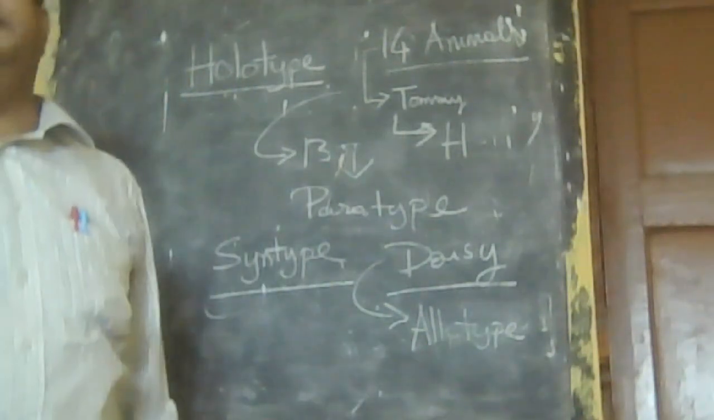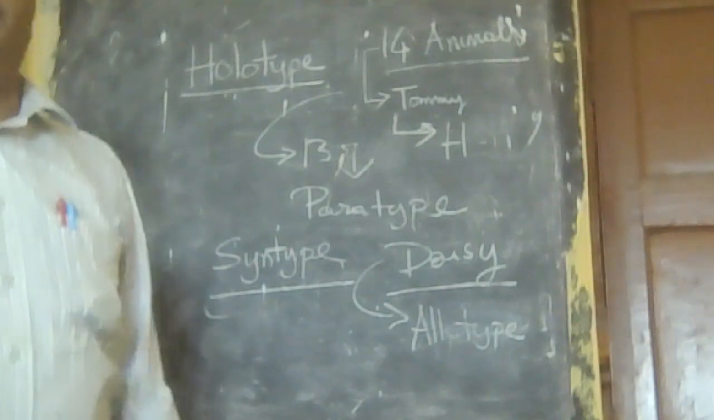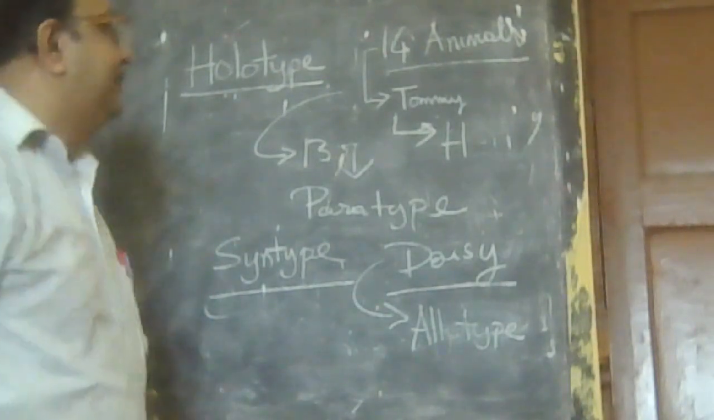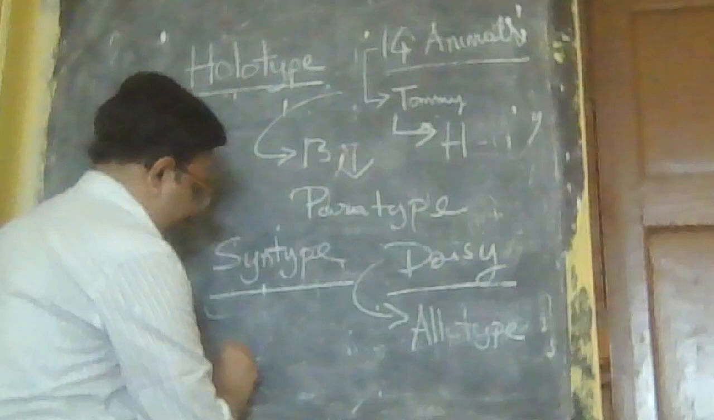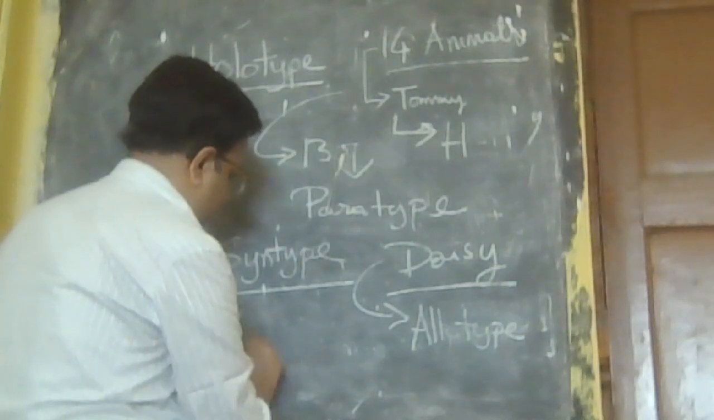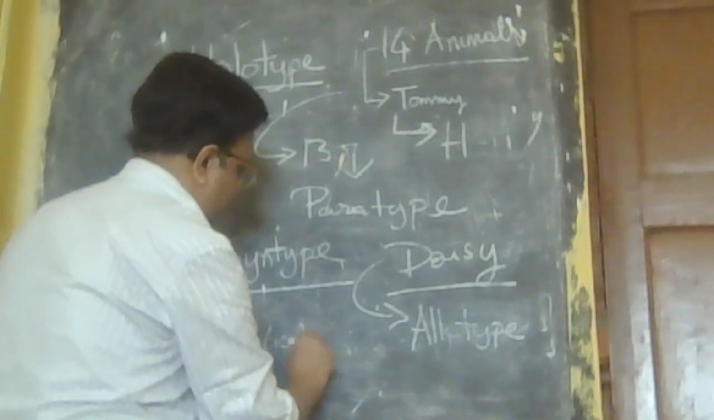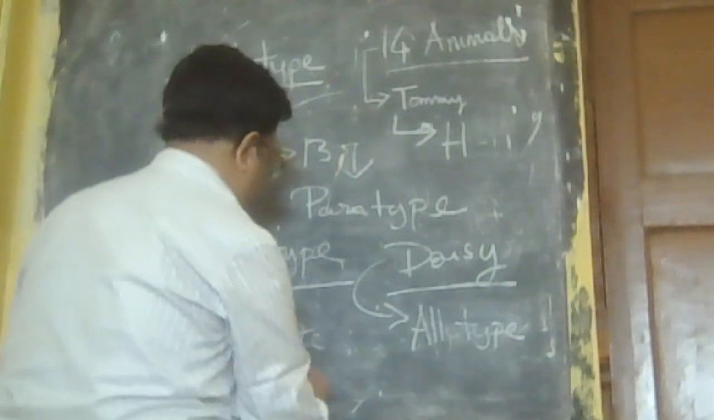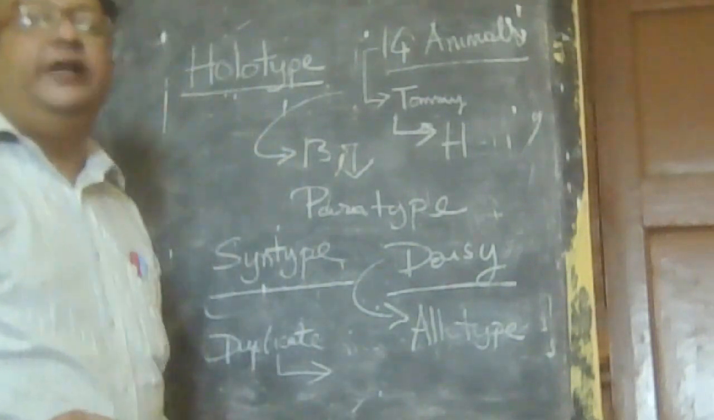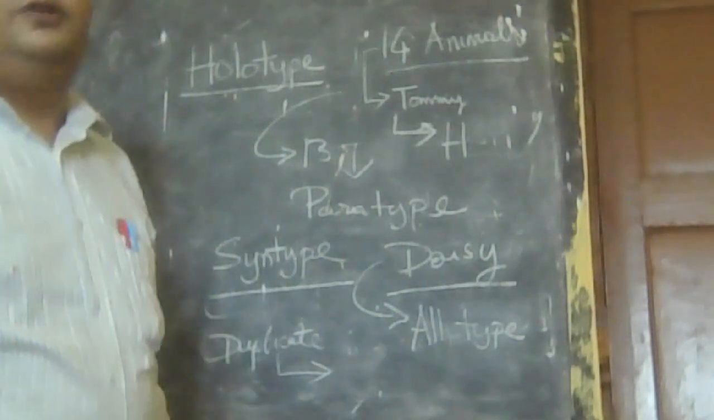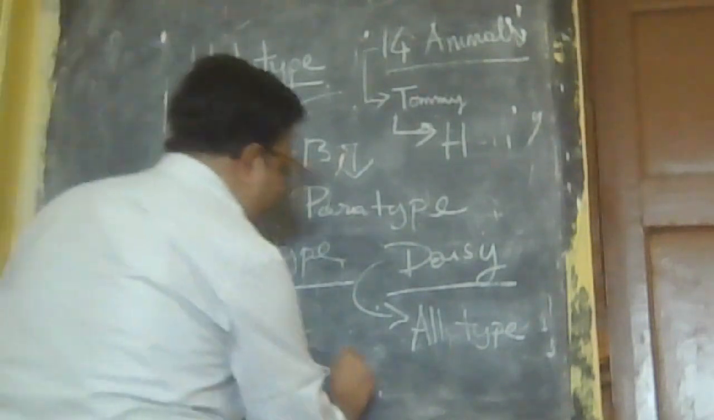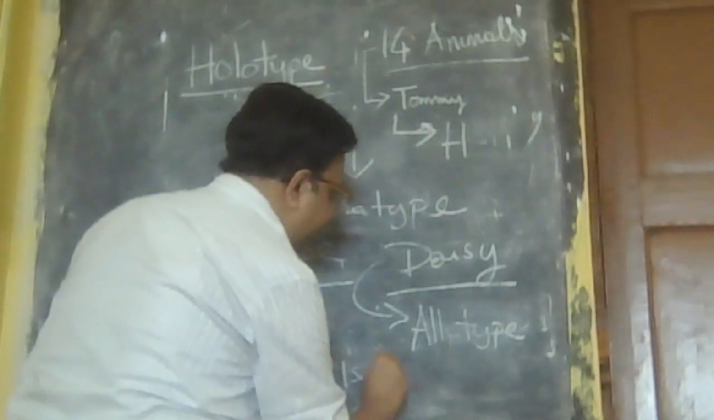Any duplicate specimen of the holotype, meaning Tommy's twin brother, duplicate, any duplicate Tommy twin brother, that is known as isotype. Iso means same.